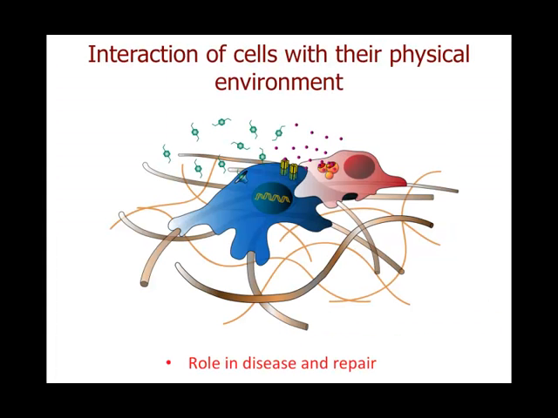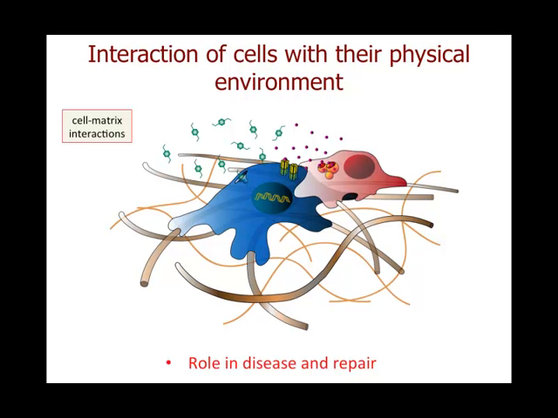Now today I'm going to talk about why we need to care about the interaction of cells with their extracellular matrix and what is the effect of the extracellular matrix. If you look at the interaction of cells with their physical environment, it plays a role in disease and repair. You take a disease, there is an interaction. You take a repair, there is an interaction. You take tissue homeostasis, there is an interaction.